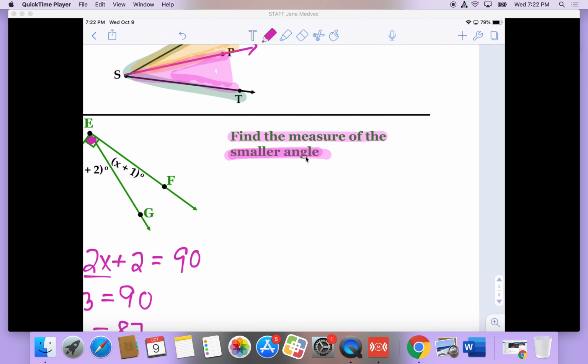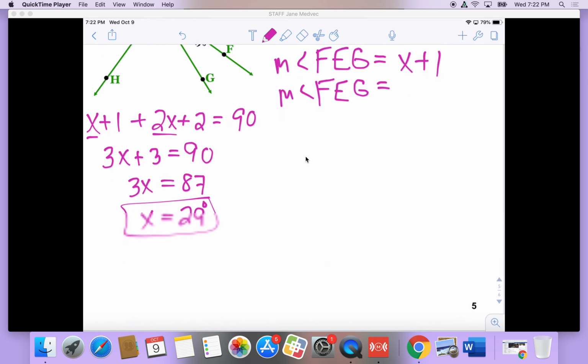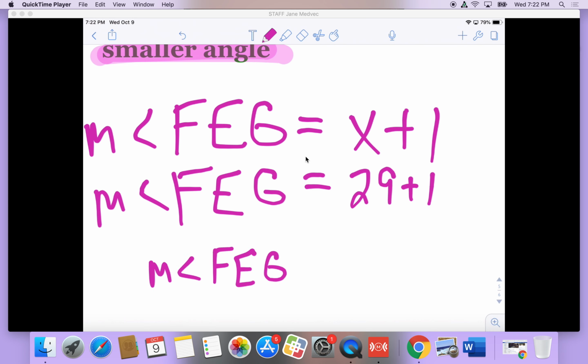So what I would do is I would take a look and go, okay, the measure of angle FEG, which is the smaller angle, equals x plus 1. I would write down what angle you're trying to find and what the expression is. Then the measure of angle FEG equals, and I'm going to take that 29 degrees, so I'm going to go 29 plus 1. So the measure of angle FEG equals 30 degrees.